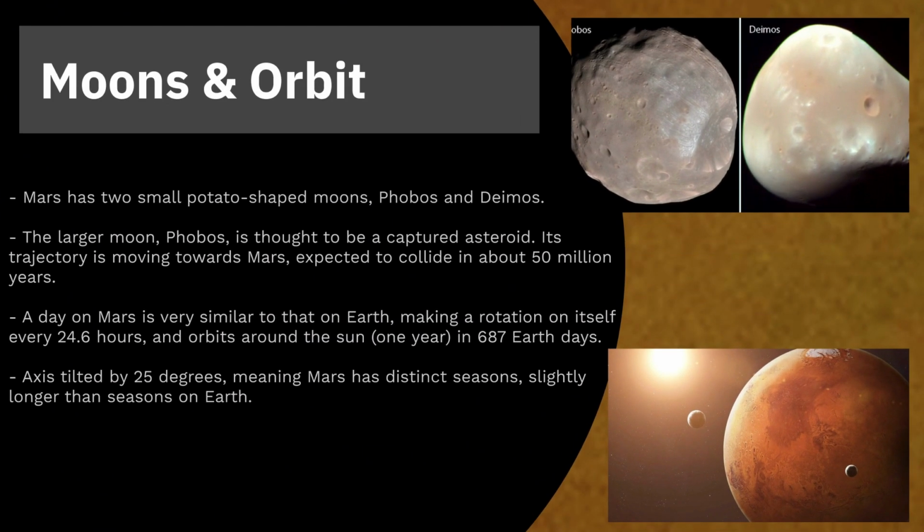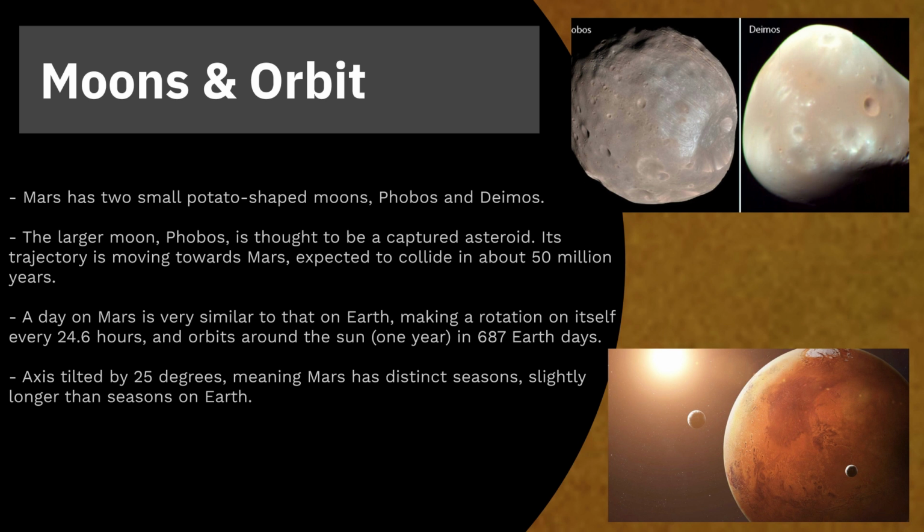Moons in orbit. Mars has two small moons, Phobos and Deimos. These potato-shaped objects are thought to be captured asteroids and got their names from horses that pulled the chariot of the Greek god of war. The innermost and larger moon, Phobos, is heavily scarred with deep craters on its surface. Its trajectory is slowly moving towards Mars and is expected to crash into the planet in about 50 million years.